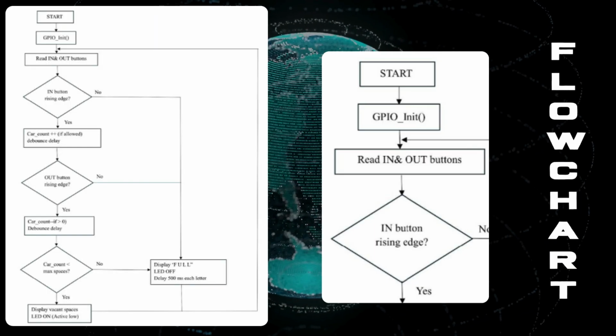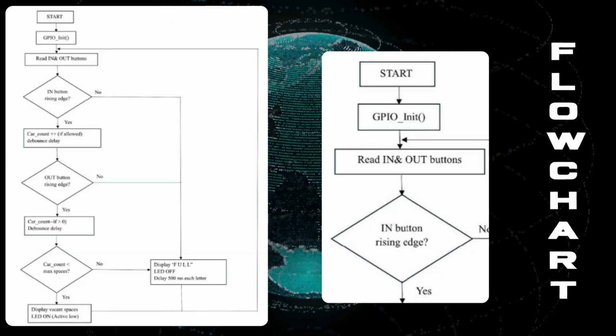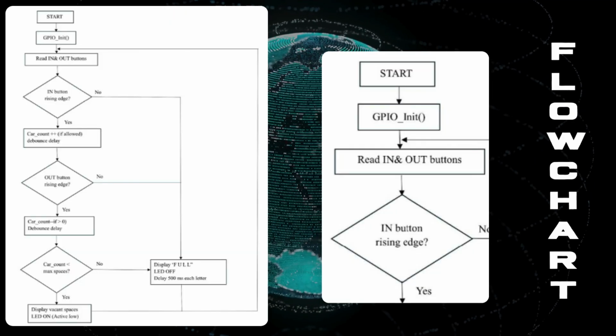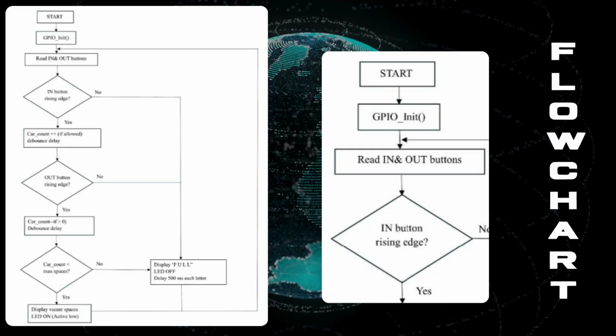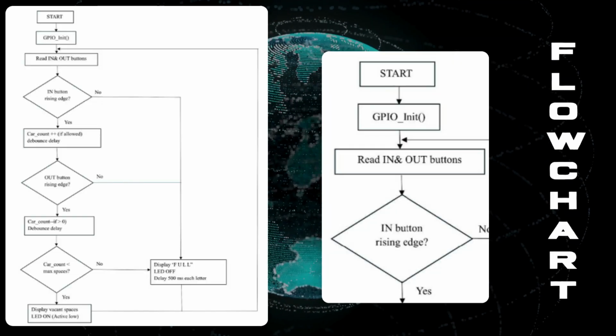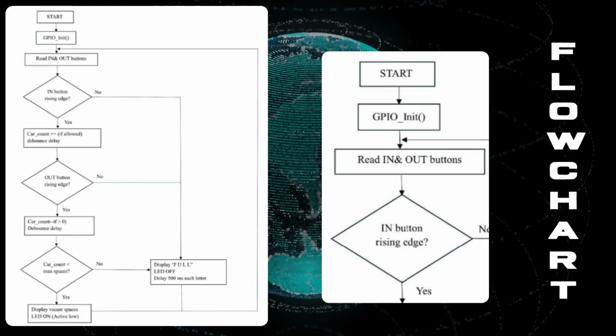So now we are going to discuss the flowchart that shows the main operation of the parking monitoring system using the STM32 microcontroller. Basically, the program starts by initializing all GPIO pins for the buttons, 7-segment display and the LED. After initialization, the system enters an infinite loop, which allows the program to run continuously.